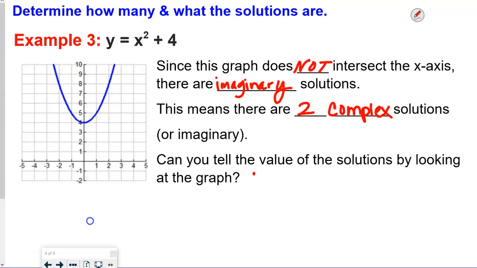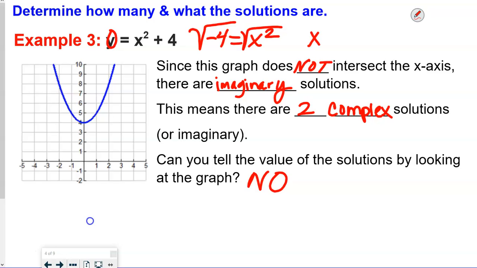Now, we could solve the equation and figure out what they are because we have the equation. And if you notice, what we could do here is put 0 here. Then we would move the 4, so it would be -4 is equal to x squared. Take the square root of both sides, and you should be able to see that the values here are going to be x is equal to plus or minus 2i, because we can factor this to be the square root of -1 and the square root of 4. So those are our imaginary solutions. We can solve it for this one because we have the equation.